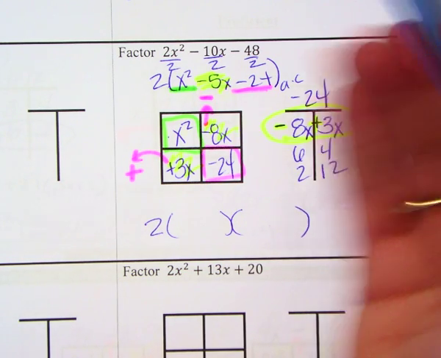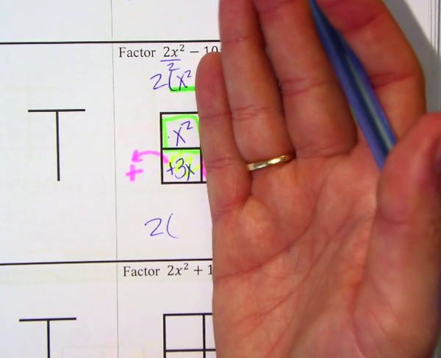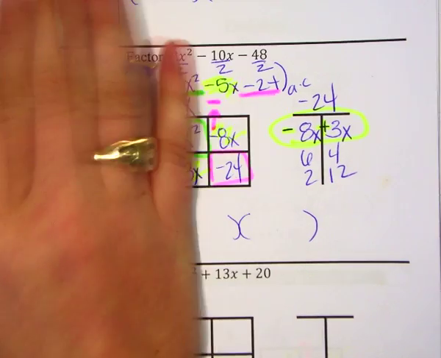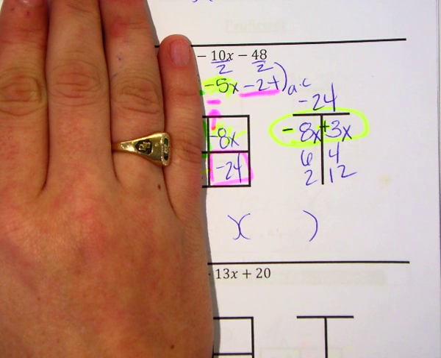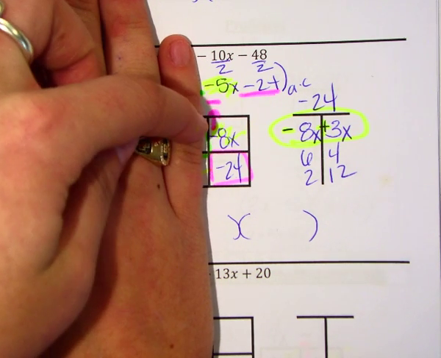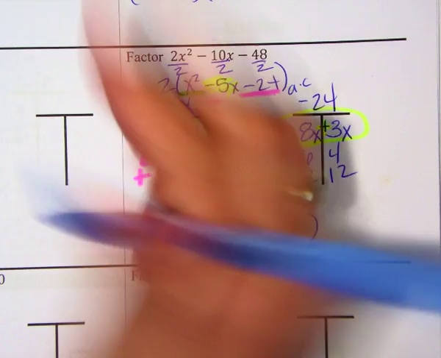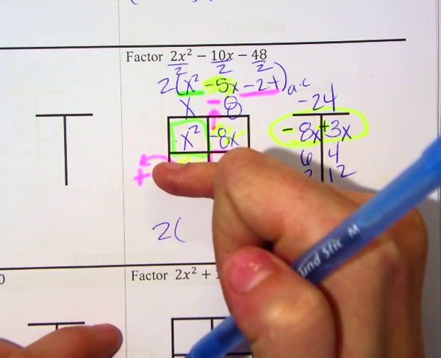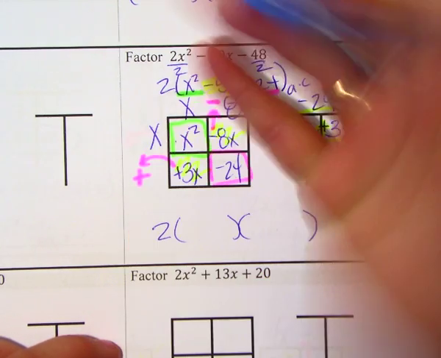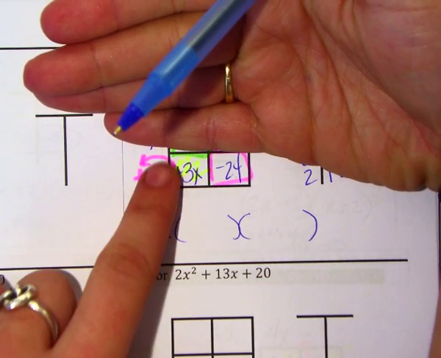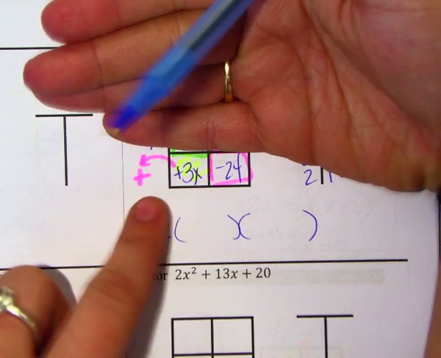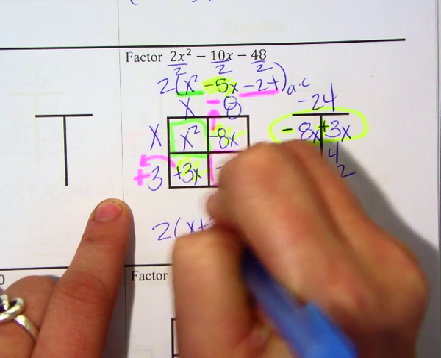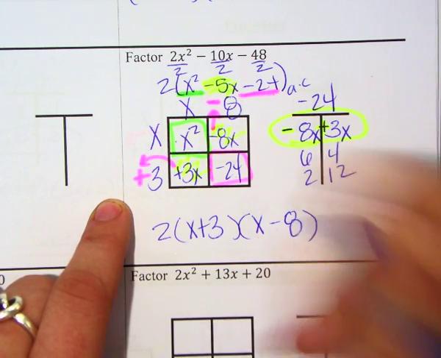And now I'll take the GCFs. The GCF of these two boxes is just an x. The GCF of these two boxes, this is 8 times 1, this is 8 times 3, so the GCF is 8. The GCF of those two boxes is just an x. The GCF of these two boxes, 3 times 1, 3 times 8, is a 3. The answer is x plus 3 times the quantity x minus 8.